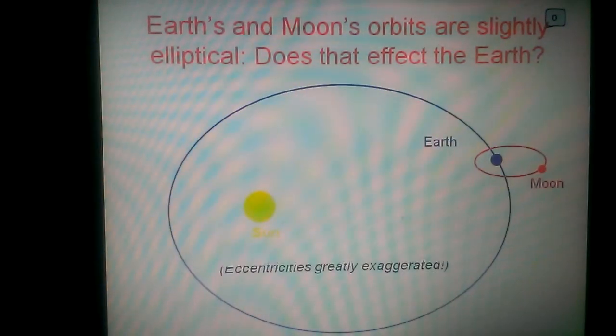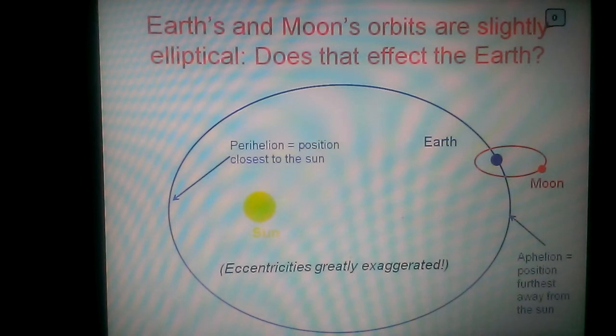So other things you want to think about: we're not in a perfectly circular orbit. We're actually in an eccentric orbit. So we're closer to the sun on January 3rd, and that's called perihelion. We're further from the sun at aphelion, which is in June. And then the moon does the same thing. It's closest to us at perigee and furthest from us at apogee.